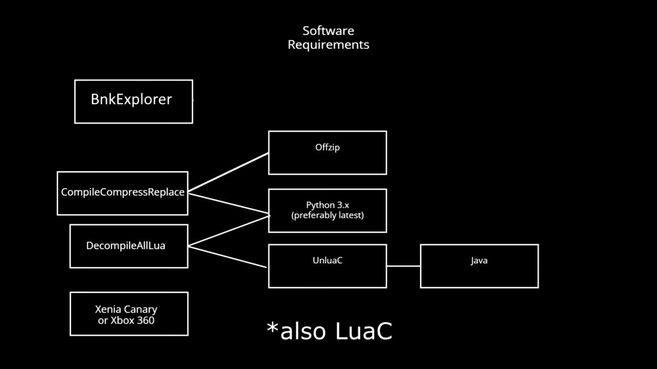If you can't, I'd recommend either reinstalling Java or adding Java to the path variable manually. There's an alternative program called LuaDec, but it doesn't work very well. DecompileAllLua doesn't use it, so just stick with unluac. Alongside unluac, you'll also need luac. This recompiles the decompiled Lua scripts to be put into a format that the game can read. You will not need to use this yourself, as CompileCompressReplace automatically interfaces with it and does all the dirty work.